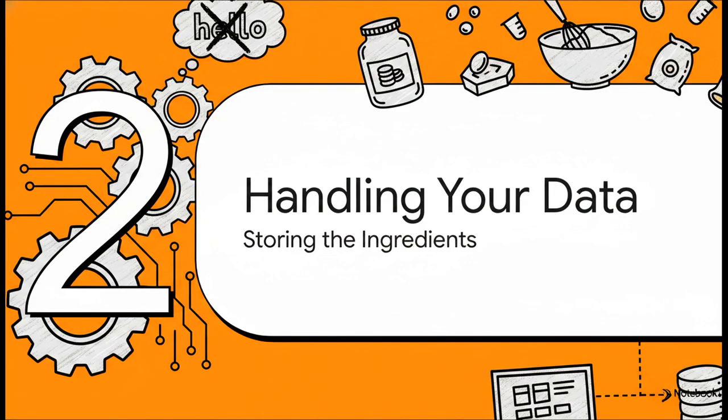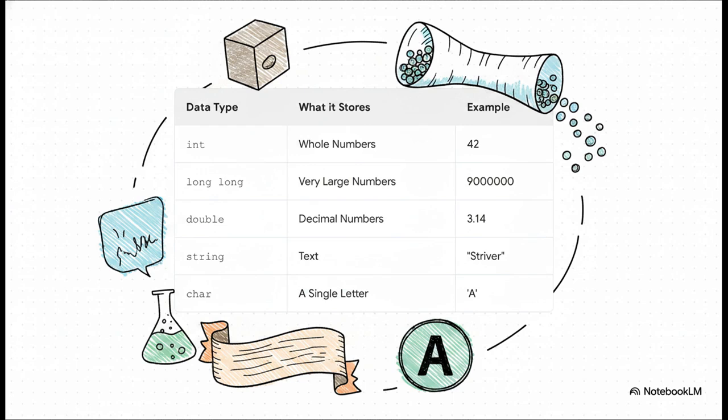Okay. A program that only says hello is cool for a minute, but it's not very useful, right? To do any real work, it needs to be able to handle information. So let's look at how to store the ingredients for our code, the data. In C++, you have to put your data in the right kind of container. So int is for your standard whole numbers. But if you need to store a massive number, like in the billions, you'll need a long. It uses a bit more memory, but it can hold a way bigger value. For any decimals, you use double. For text, a string, and for just one single letter, a char.